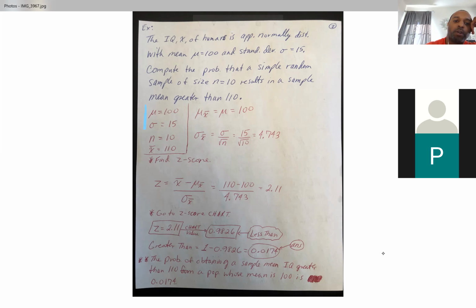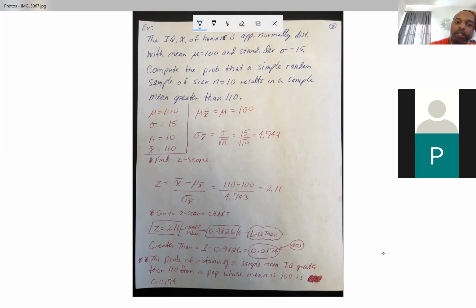So you always start off listing what you know about the problem. They give us our mean, which is 100, standard deviation is 15. The sample size is 10, that's lowercase n. They don't have to write n equal to 10. If they call it the sample size, then you're supposed to know that is lowercase n. And then the data value that we're doing the comparison to is 110, and that is the mean of the sample.